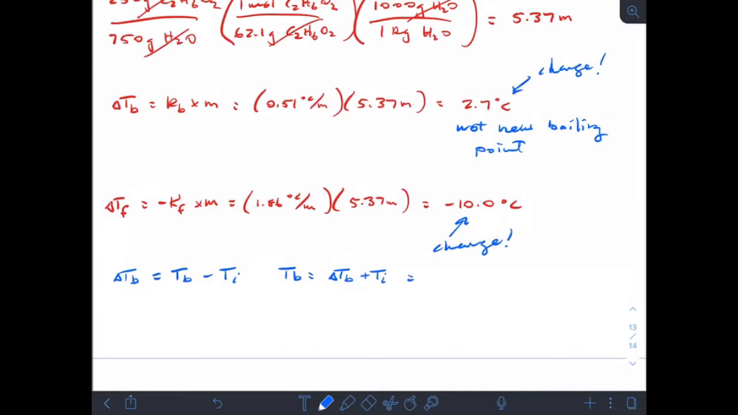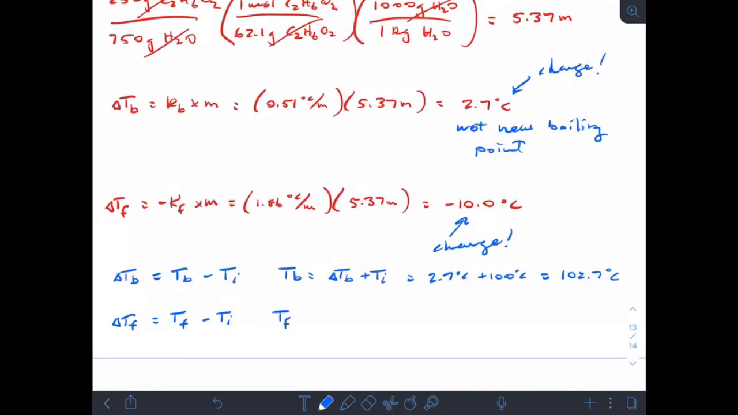Okay, so water boils at 100 degrees C, so our delta TB is 2.7 degrees C plus 100 degrees C. So our new boiling point is 102.7 degrees C. Okay. Now our delta TF, same thing. It's supposed to be final minus initial. So delta TF, and this is what I want you to write down, is the new freezing point minus the original freezing point.